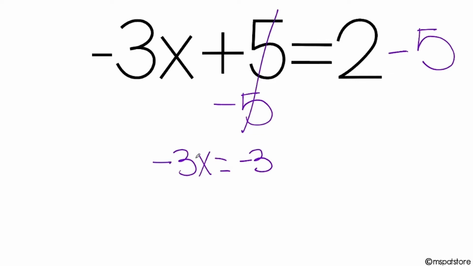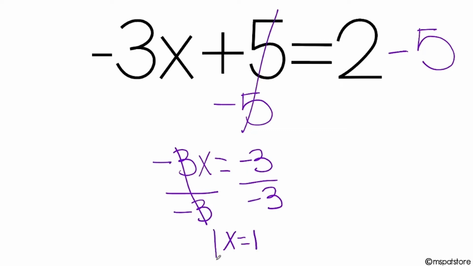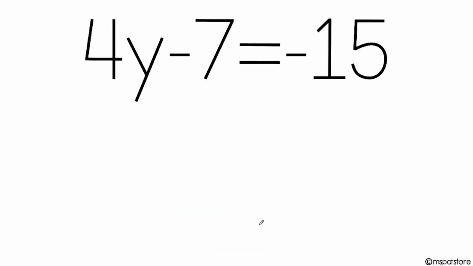Now I have negative 3 with a variable. As negative 3 is multiplying my variable, the inverse operation is division. So I will divide by negative 3 here and also divide by negative 3 on this other side. So I can cancel it out and I only have x, which equals negative 3 divided by negative 3, which is positive 1. Remember that whenever you are either multiplying or dividing and they have the same sign, your answer must be positive. Pause the video and try to do this one by yourself.